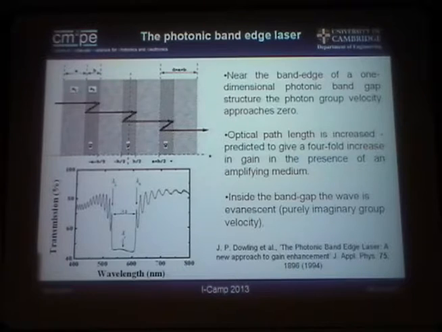So the origins of the photonic band-edge laser: the platform for this was the idea of a photonic crystal, which was the melding of classical electromagnetics with solid-state physics. That was the pioneering work of Sajeev John and Eli Yablonovitch on photonic crystals in 1987. And then in 1994 there was a paper on the idea of a photonic band-edge laser, where it was realised that at the edge of these photonic band gaps you get a very large gain region, because the group velocity decays to zero, and for an infinite structure you get a standing wave, whereas inside the gap itself the wave is evanescent and purely imaginary. And so this is just an example.